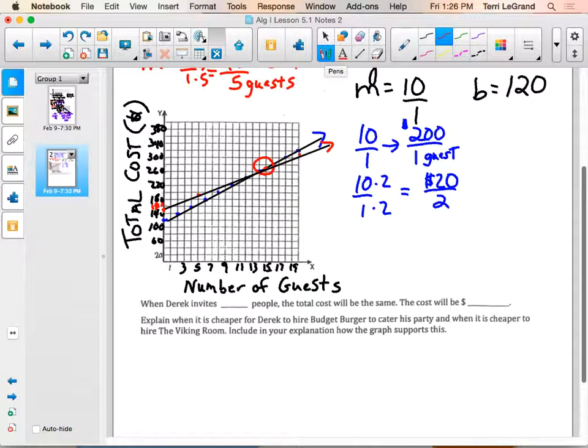Okay? So the first one we graphed is our Budget Burger line. So you put that at the end of it and at the beginning of it so you can follow it. So the first one we did was our Budget Burger. It's representing Budget Burger. And the other one is representing Viking Room. So we want to put that at the beginning and the end of it so we can tell.